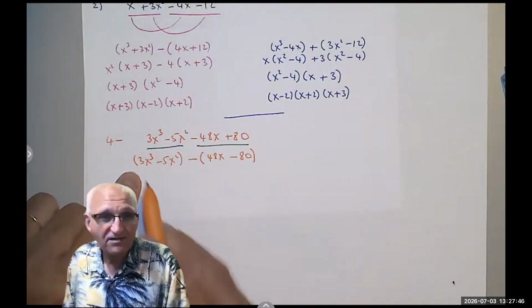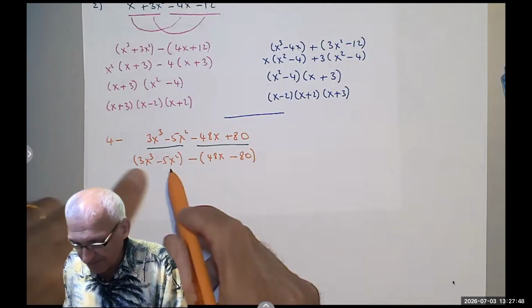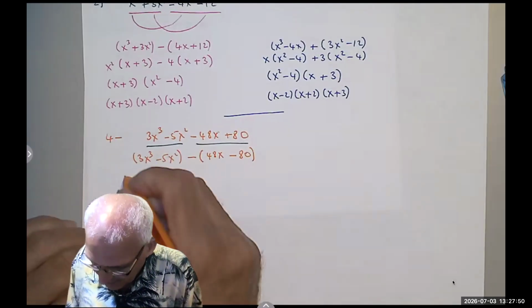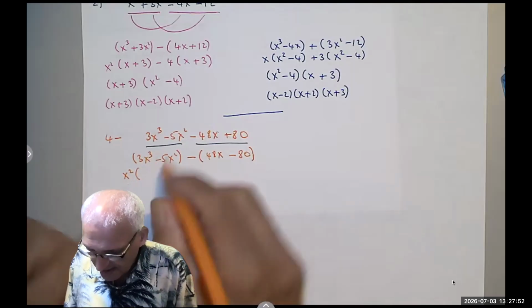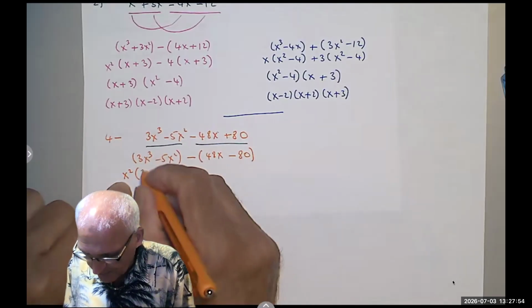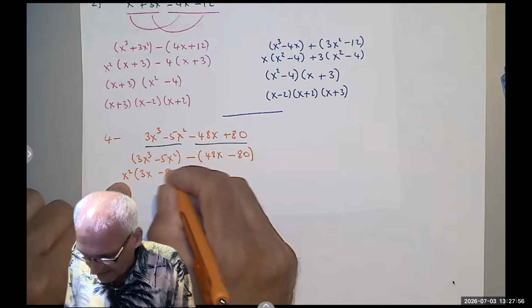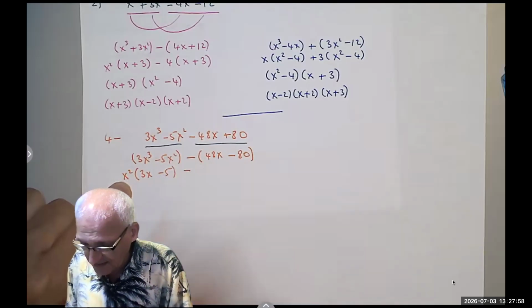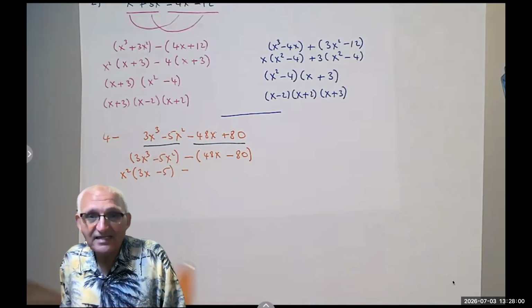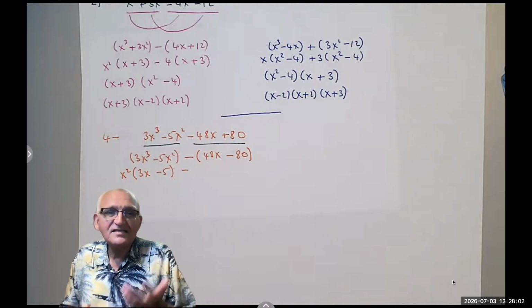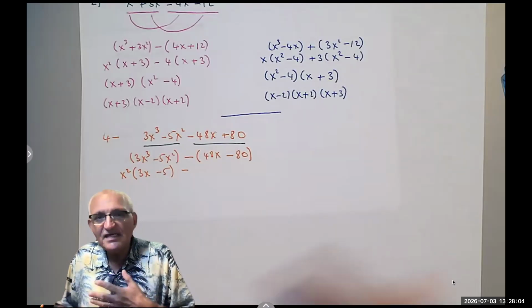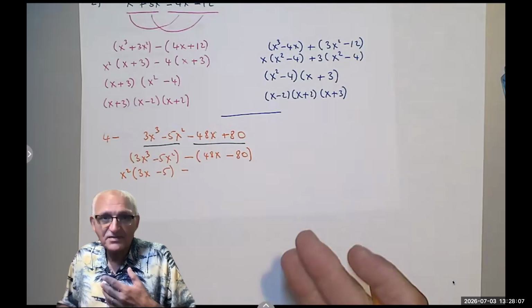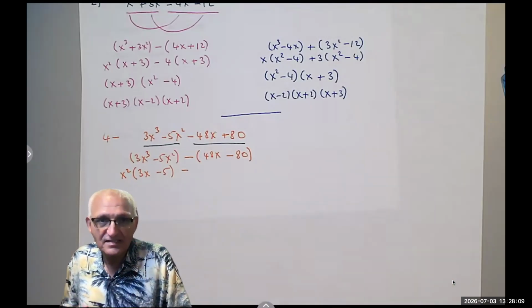Here I see that the 3 and the 5 don't have anything in common, but x cubed and x squared, I can factor out x squared. That leaves me, when I divide, with 3x minus 5 minus 48 and 80. 48 is 16 times 3, and 80 is 16 times 5, so I can factor out 16.